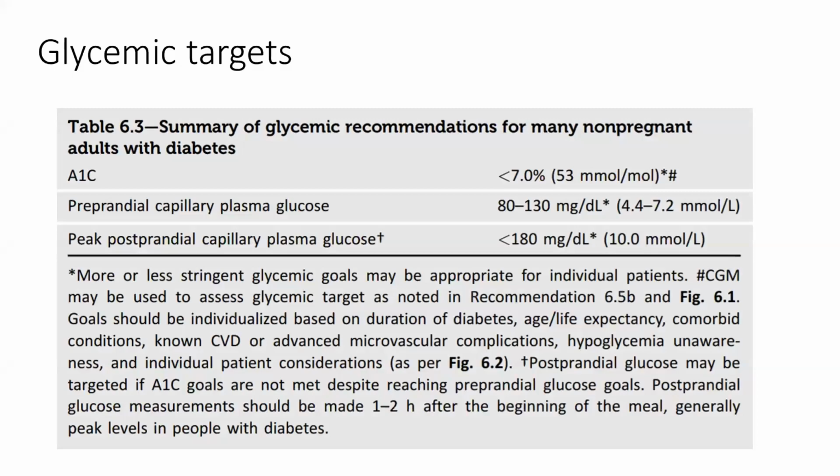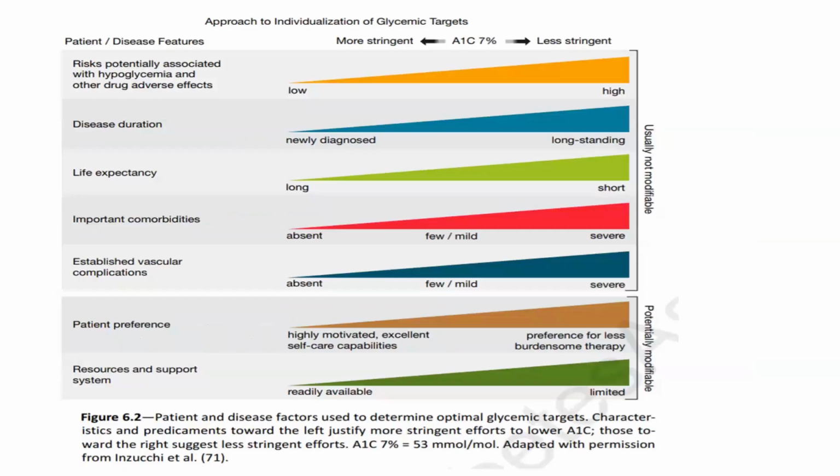Let's talk about the glycemic targets that the patients have to achieve, or rather we have to tell patients that they need to achieve. So the HbA1c, it's better if we can have it less than 7%, and the preprandial capillary glucose between 80 to 130, and the postprandial less than 180. However, the HbA1c targets can be modified according to some patient characteristics. We can go easy on some patients, but more stringent on some patients.